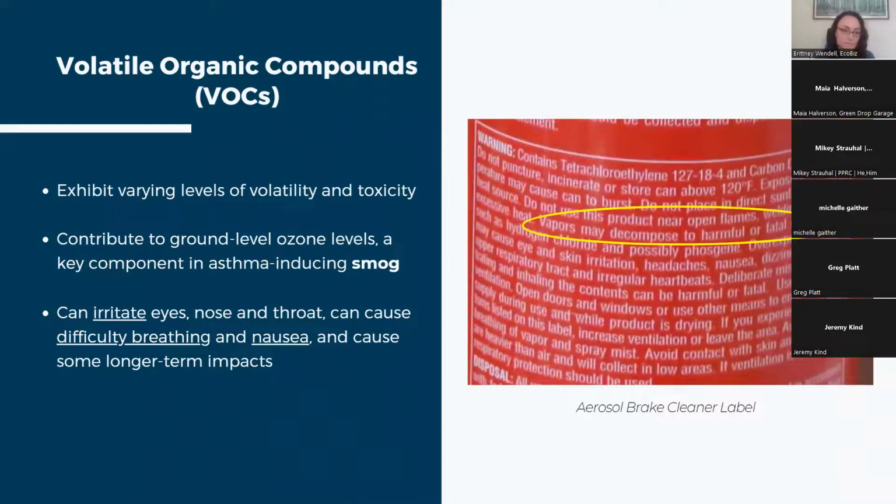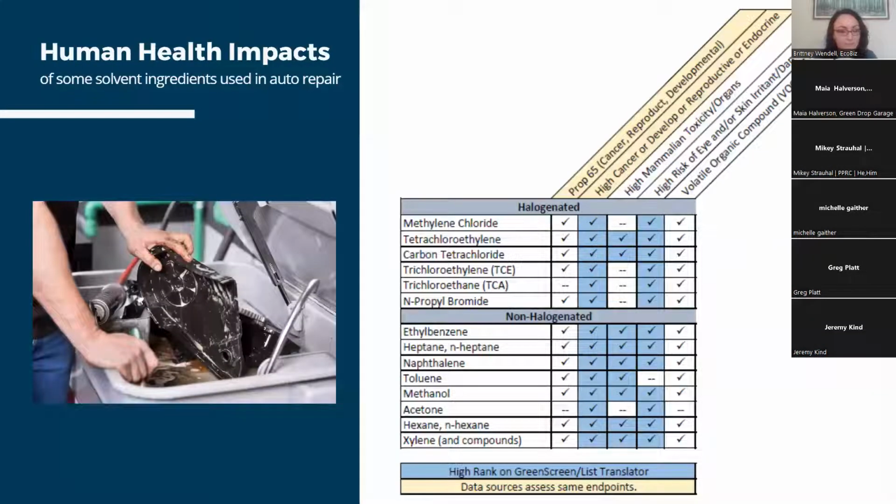So moving into volatile organic compounds, or VOCs, most chlorinated and hydrocarbon-based solvents are volatile, which means they are more prone to evaporation at room temperature, and therefore they're more likely to be inhaled as fumes or as vapors. And VOCs are also what contribute to smog. Acetone is one common ingredient in parts cleaning that has lower VOCs, lower volatility. So I'm going to pass it off to my colleague Michelle for this part.